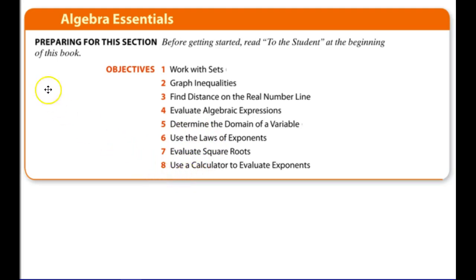So now that we've gone through all of these learning targets and objectives, go ahead and work on that homework for this algebra review section.